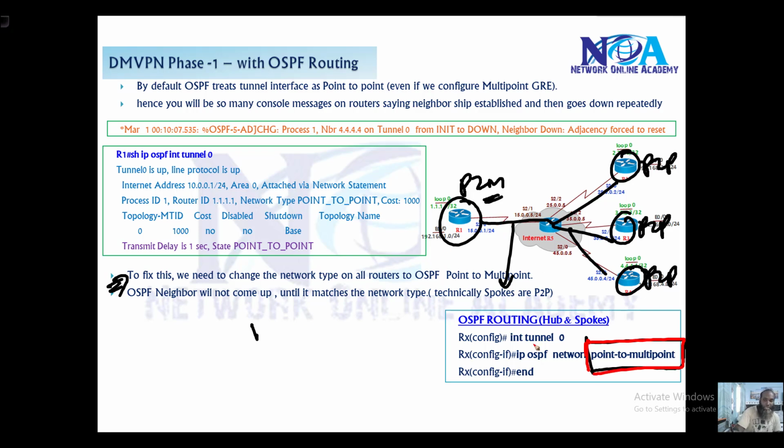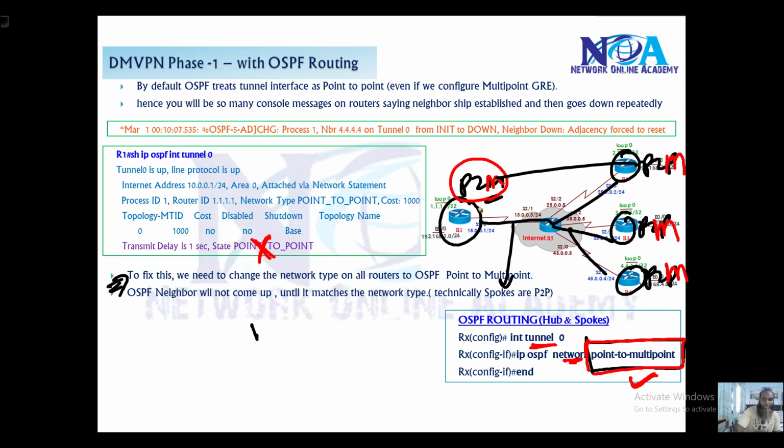So which means I need to get into the tunnel interface and then say that this network is not point-to-point, which OSPF treats by default. It's point-to-multipoint. So which means we are going to change the tunnel type to point-to-multipoint here. But again, we also need to change on the other side as well, because in OSPF, in order for neighborship to form, the network type has to match.